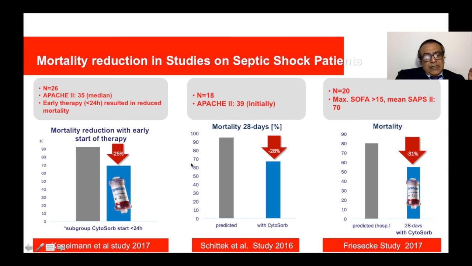Now, these two trials, the first and the last one, I've already talked about in the previous one. There's another trial which had an initial APACHE of 39, and the expected mortality of about 90% was reduced to about 69%, a 28% reduction in mortality, which was observed in this trial as well. This was published sometime in 2016.